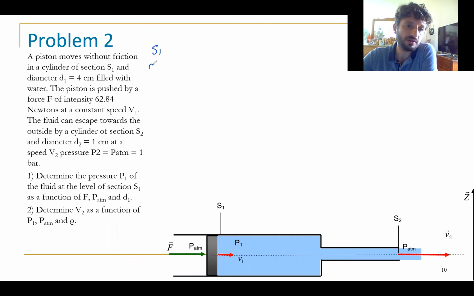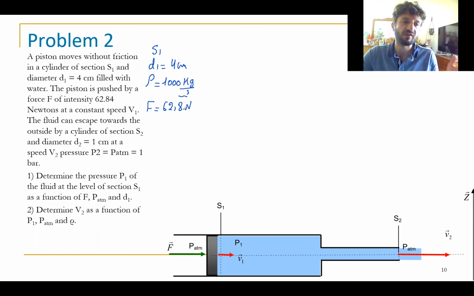We have D1, which is equal to 4 centimeters. And we have water. We can take the density of the water equal to 1000 kilograms per cubic meter. I push the piston with F equal to 62.8 Newtons to the right with a constant velocity.